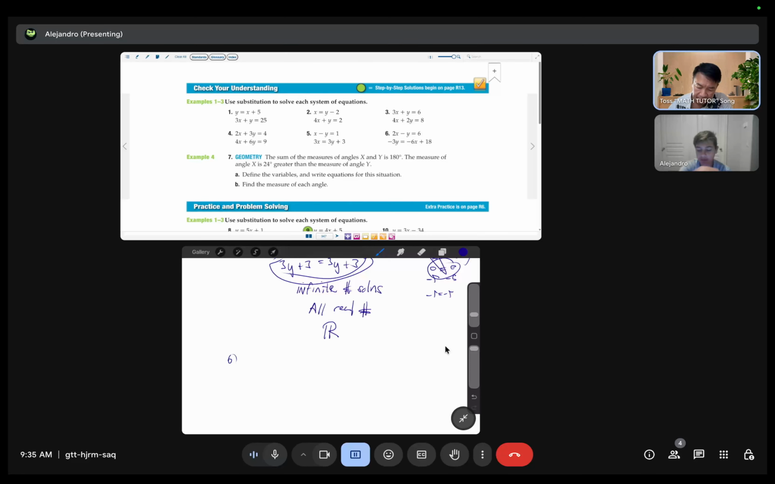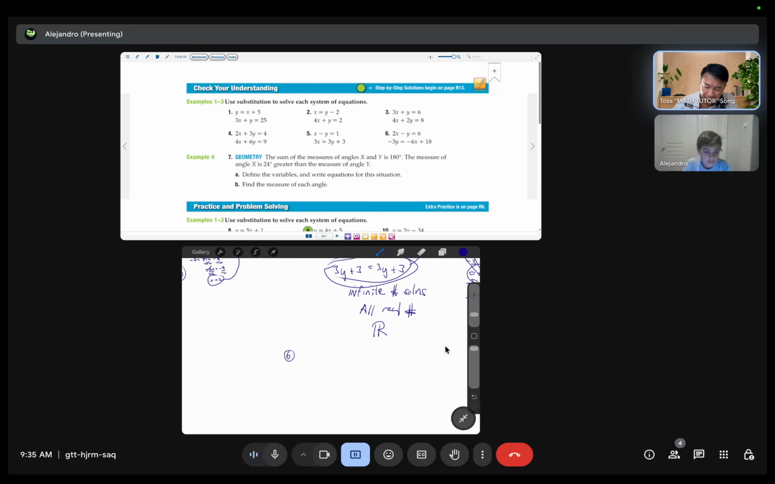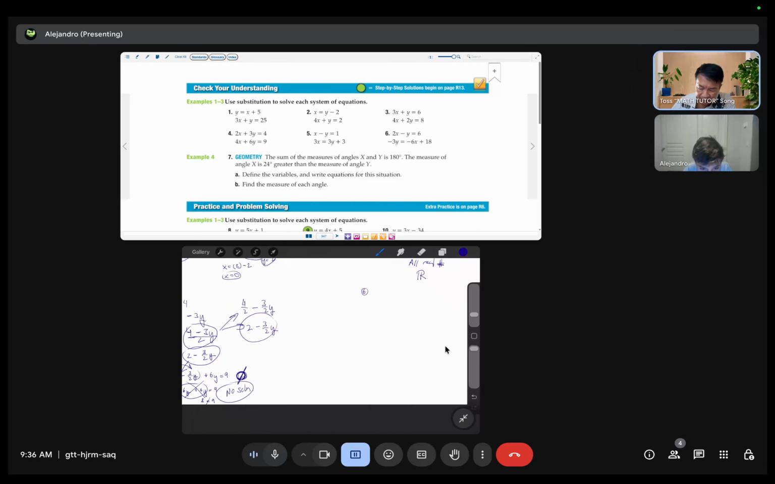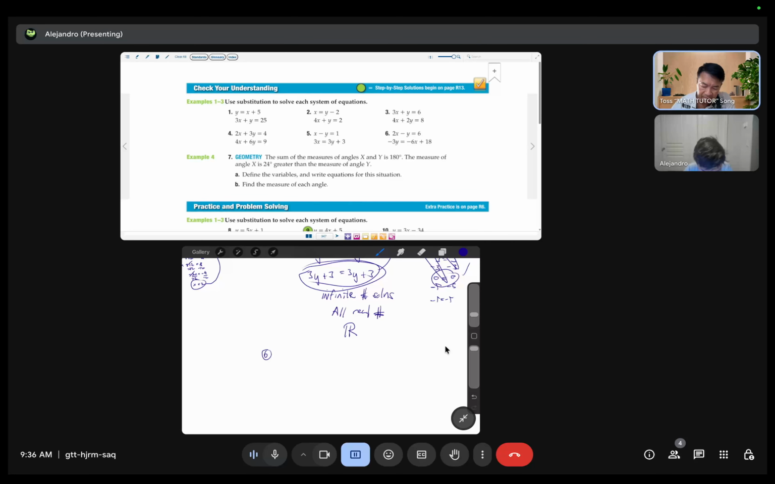Number 6. Okay, get ready for the two possible variations. The special cases, well, I don't want to call them special cases. No solution and all real numbers, an infinite number of solutions.